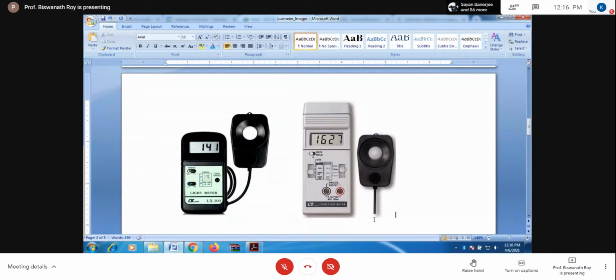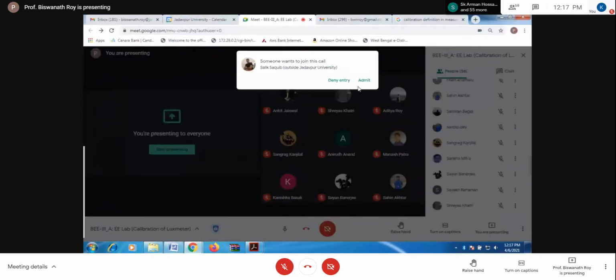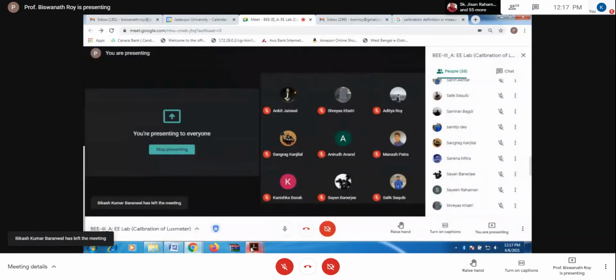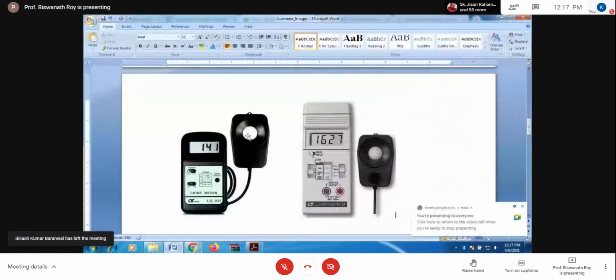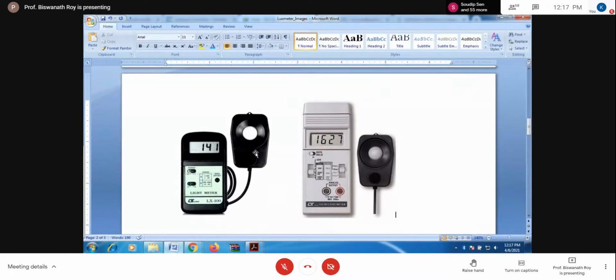The entire cable is not shown here, but here the entire cable is shown. So this is the processor, and this is the display. The display shows the lux value. Light sensors are of different types. It may be a photodiode, a photocell, or a phototransistor. Usually in this kind of instrument it is a photodiode actually.